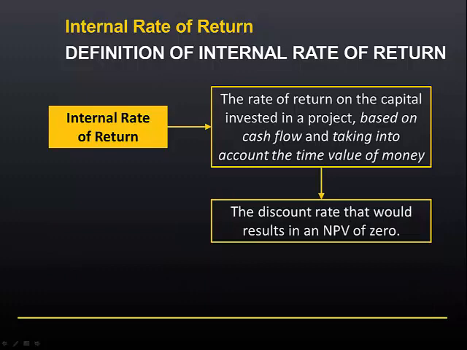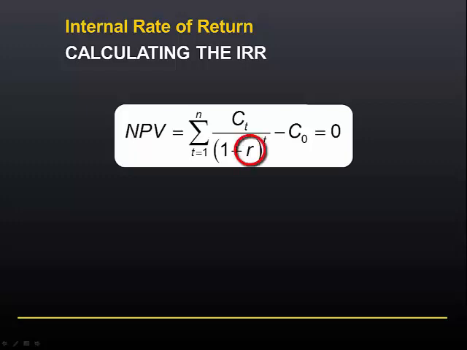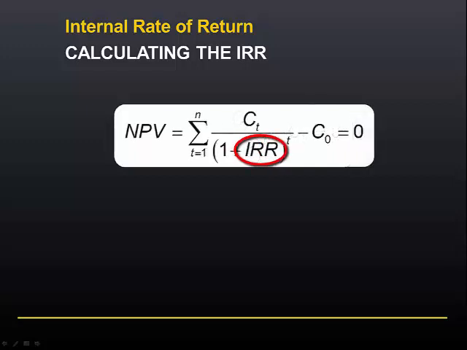Another way of defining the internal rate of return, which indicates how we are going to calculate it, is that it is the discount rate that would result in an NPV of 0. This is the formula that we used 2 modules ago to calculate the net present value of a project. So all we need to do is to set it equal to 0, and now instead of being given a cost of capital, we treat the cost of capital as the unknown. We'll call it the internal rate of return. We'll use the variable IRR to represent the internal rate of return, and then we have to solve for that unknown.